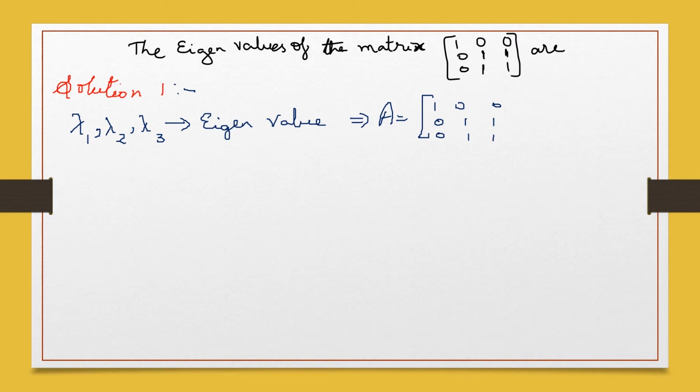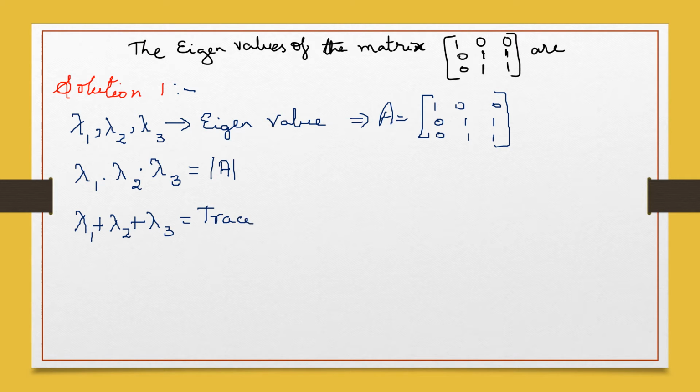So there are simple rules in matrices, like the product of eigenvalues. Here, as there are three eigenvalues, lambda 1, lambda 2, lambda 3 should always be equal to the determinant of the matrix, and the sum of the eigenvalues will be equal to the trace of the matrix. So trace of A means sum of diagonal elements.